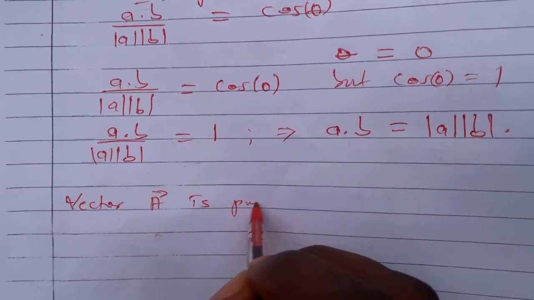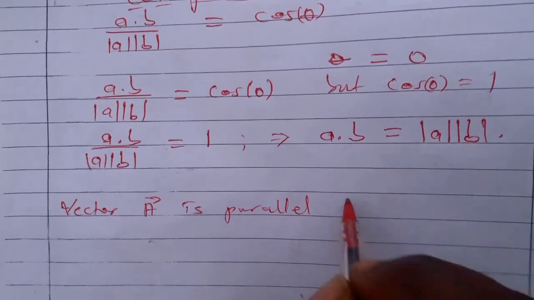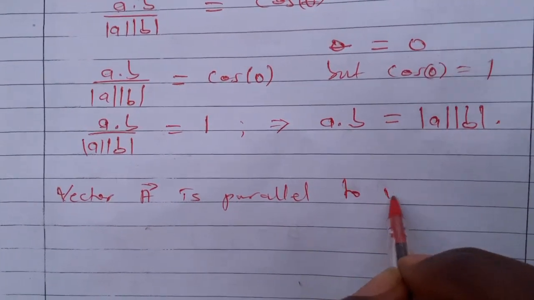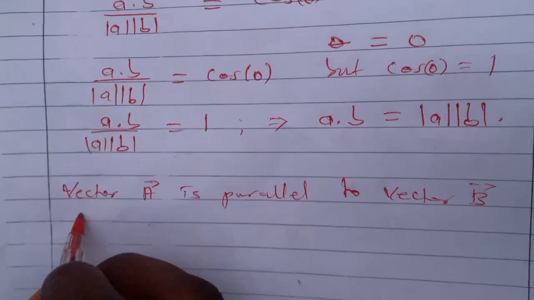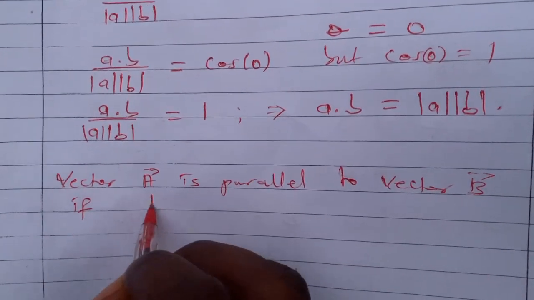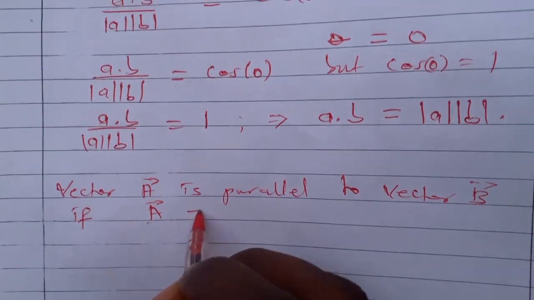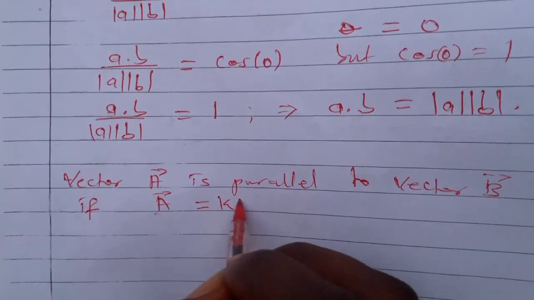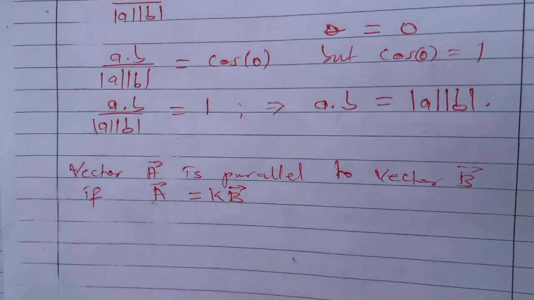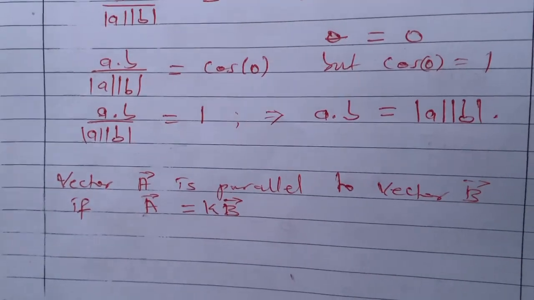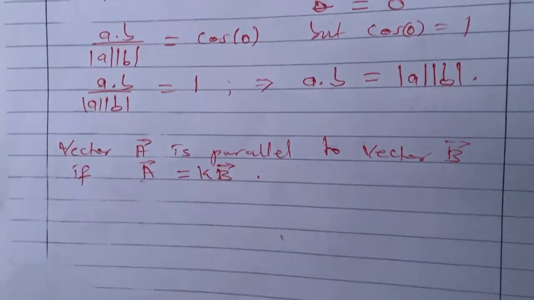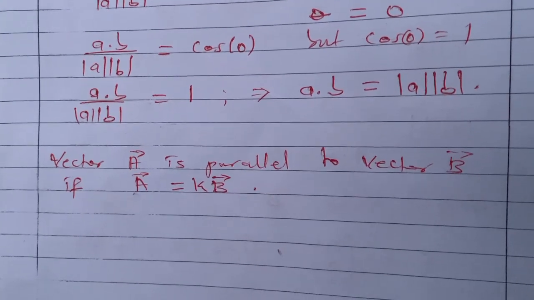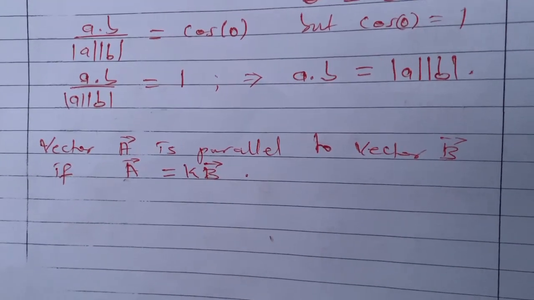Or simply, I can also say that vector A is parallel to vector B if vector A is a scalar multiplication of vector what? B. Right. So with these two scenarios, any of them could be used to show that two vectors are parallel.